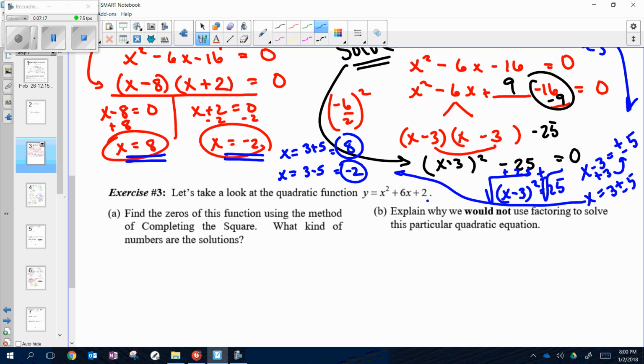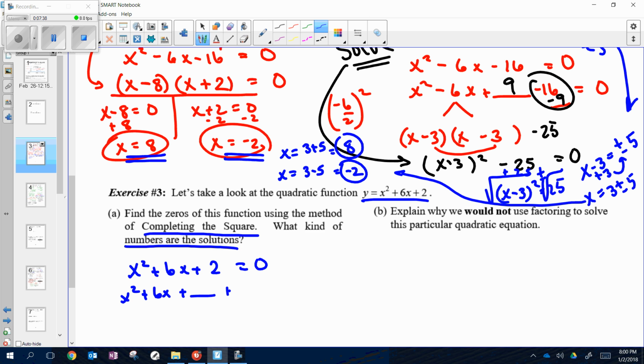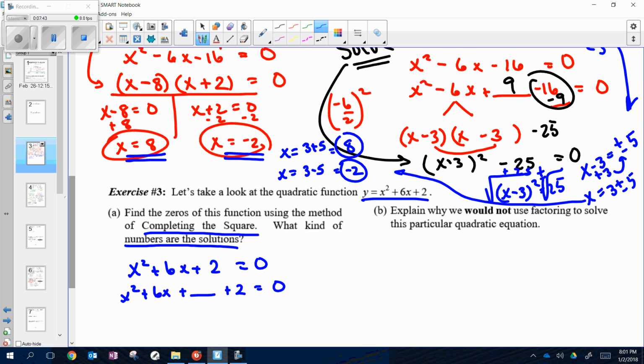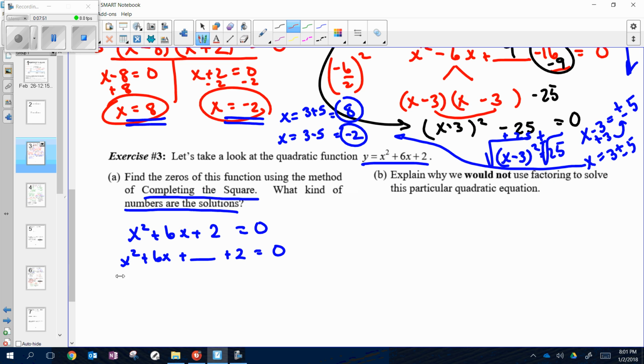Okay, let's take a look at a quadratic that looks like this. It says find the zeros using the method of completing the square. And then what kind of numbers are these solutions? So we got x squared plus 6x plus 2 equals 0. I'm going to make my space blank plus the 2 equals 0. If you didn't notice this already, I could have moved that number over to the other side. I probably could do that, but for consistency, this is the way we've been doing it. So you're going to split that 6 in half.